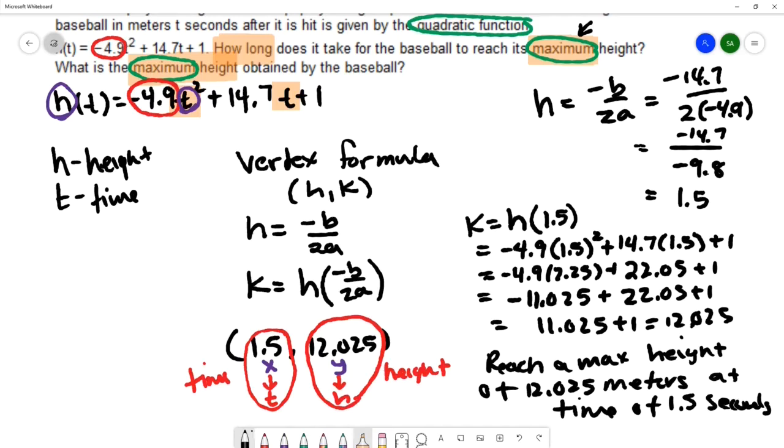So if I go back to these questions that were asked here, this first question, how long does it take for the baseball to reach its maximum height? It's going to reach its maximum height at 1.5 seconds. And what is the maximum height? That maximum height is 12.025 meters.